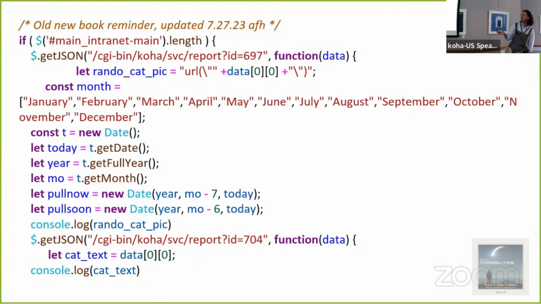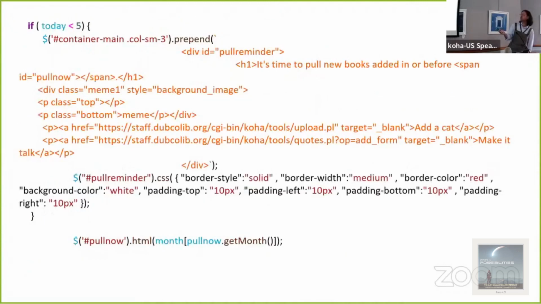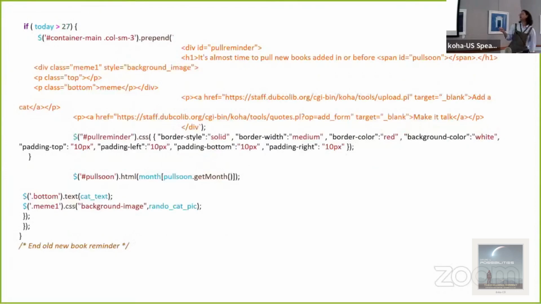This report selects a random cat out of the file uploads and generates the URL to see that picture. And then we've got two sections: if we are at the beginning of the month, we say it's time to pull books now. And if we're at the end of the month, we say it's almost time to pull books. Get ready. So yeah, that one got kind of long.